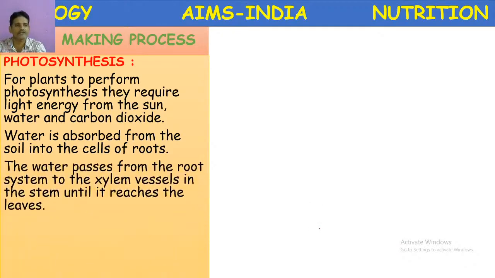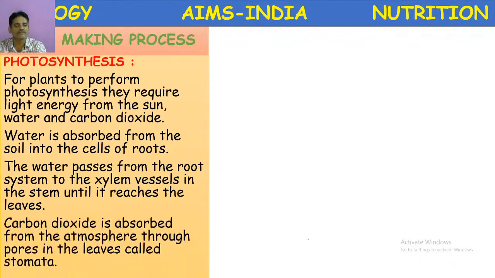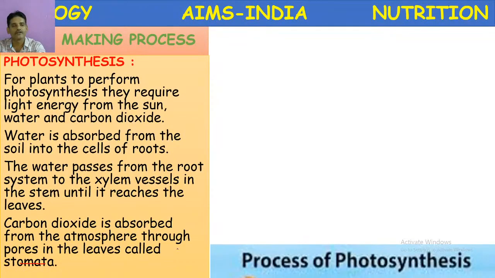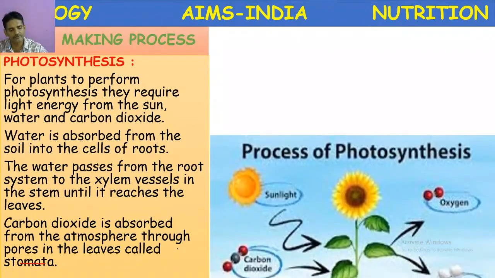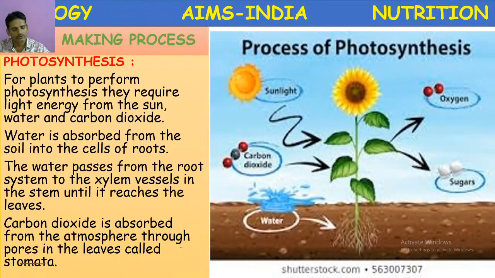Water is absorbed from the soil into the cells of the root, and from there it is transported to the stem by means of xylem vessels. And carbon dioxide is available from the atmosphere through the minute pores called stomata. Stomata are the structures which help in the exchange of gases. So this is the process of the photosynthesis concept.